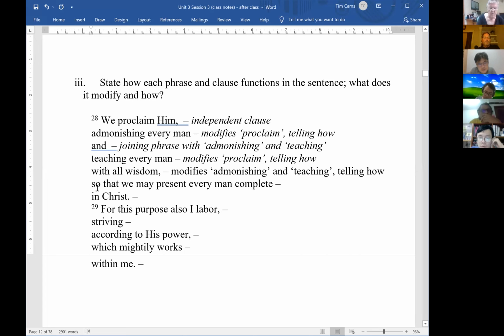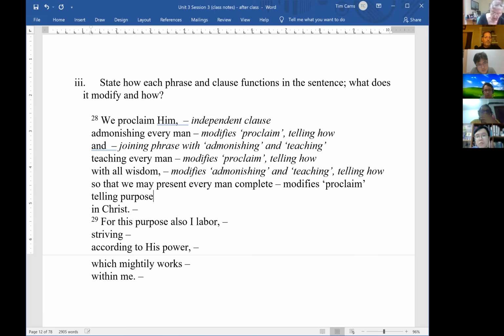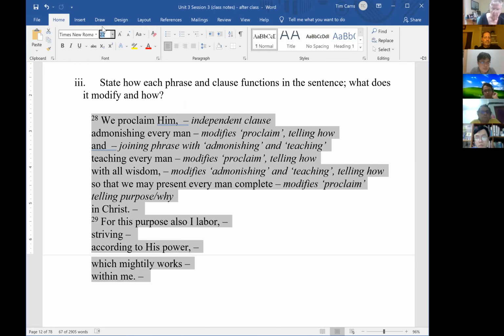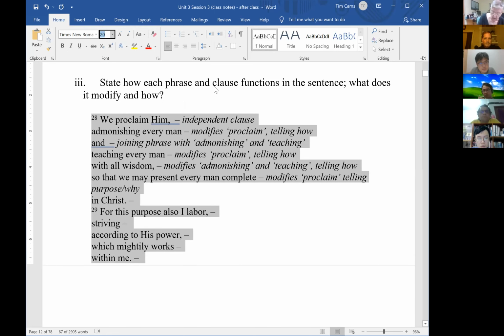Okay, so that we may present every man complete. Right. So that is a subordinating conjunction. So it's dependent on the independent clause, proclaim, and this is like a purpose of proclaiming. Yes. Purpose or why? Okay, it's answering that question. Why we proclaim him, so that we may present every man complete. All right, good.